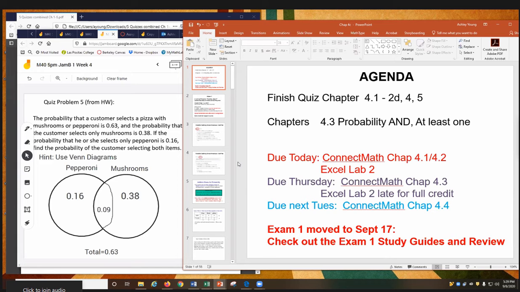And then next Tuesday you have your last homework of this section, which is Connect Math 4.4 due. Moving exam 1 to September 17th. You're going to want to go to the exam 1 study guides and review and check those out. So let me show you where those are.